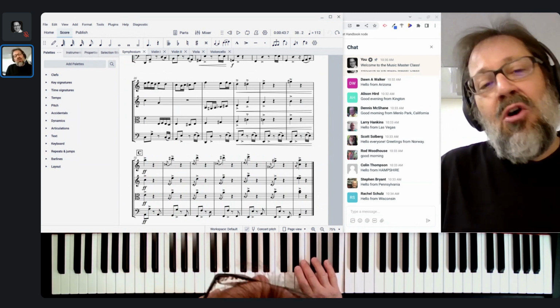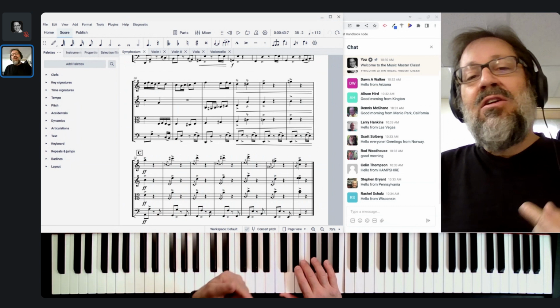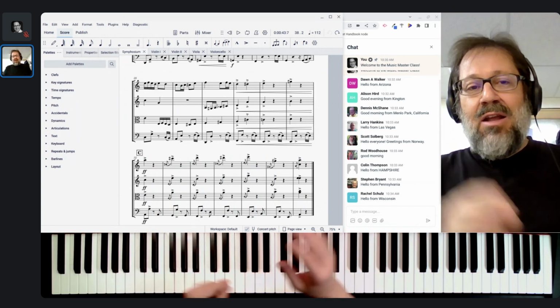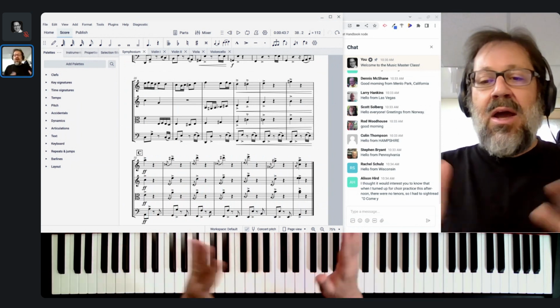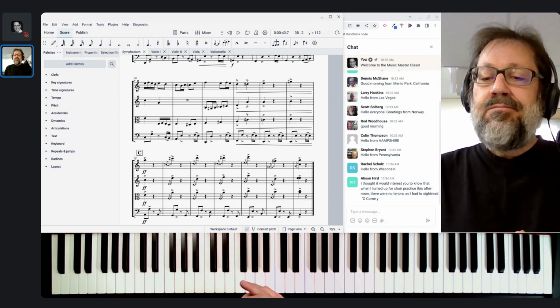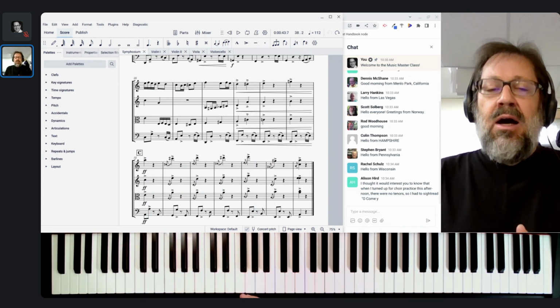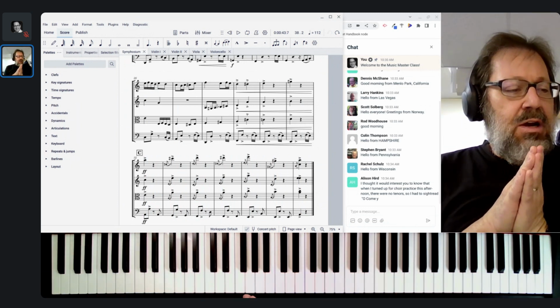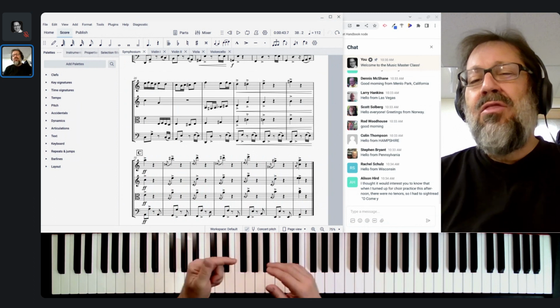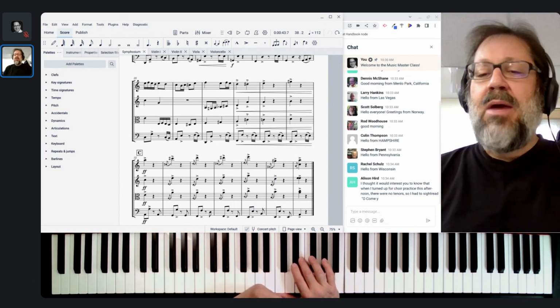But we could almost all use practice calculating intervals, like what does a minor sixth below a D sharp look like? All that kind of stuff is definitely worth practicing. So if you haven't gone through the worksheets on intervals, highly recommended.